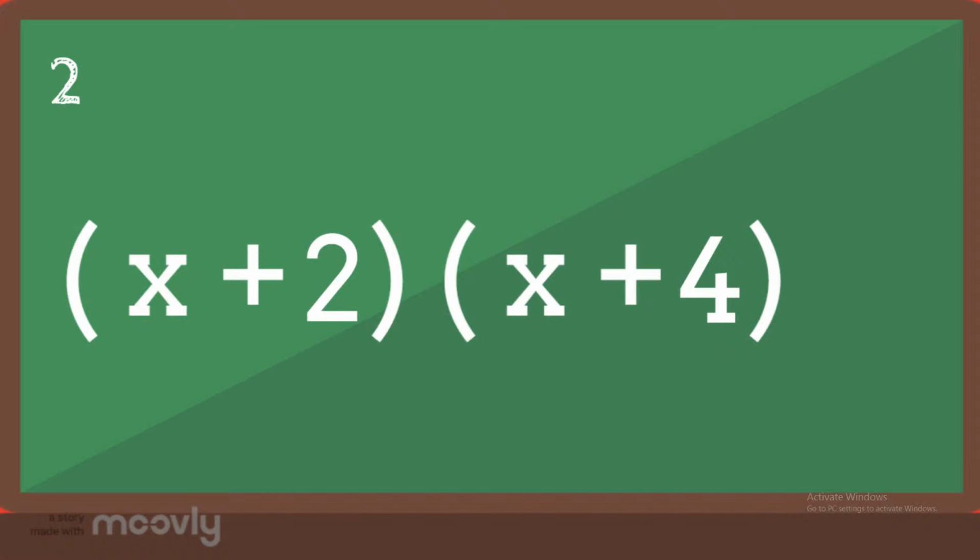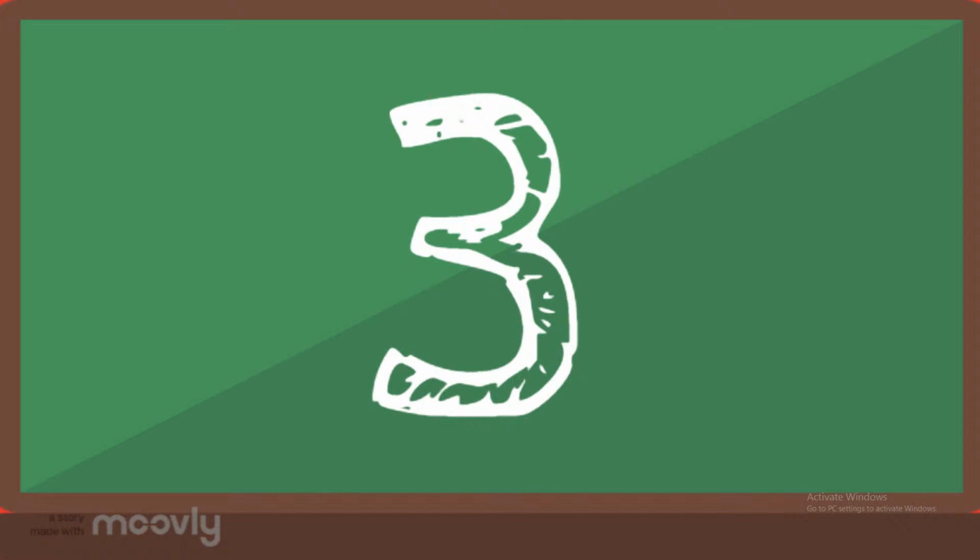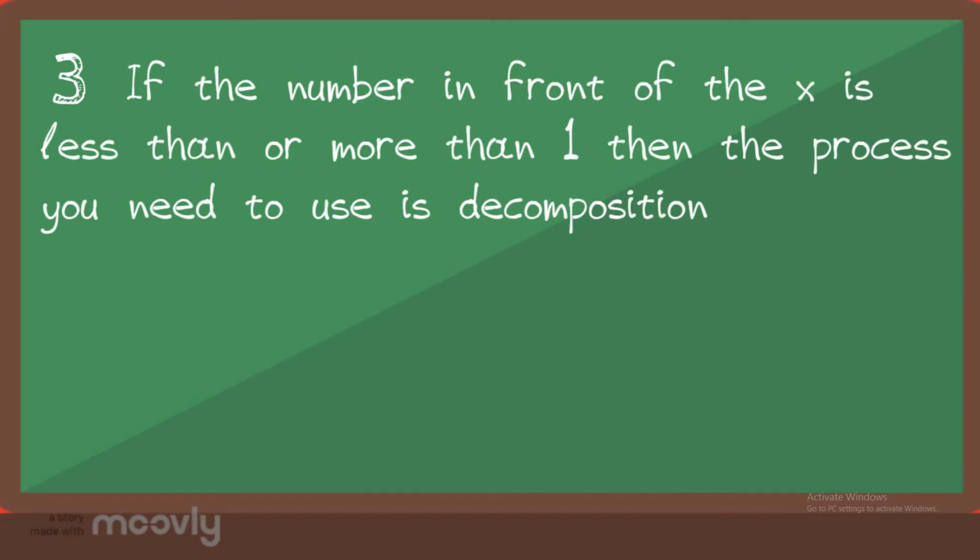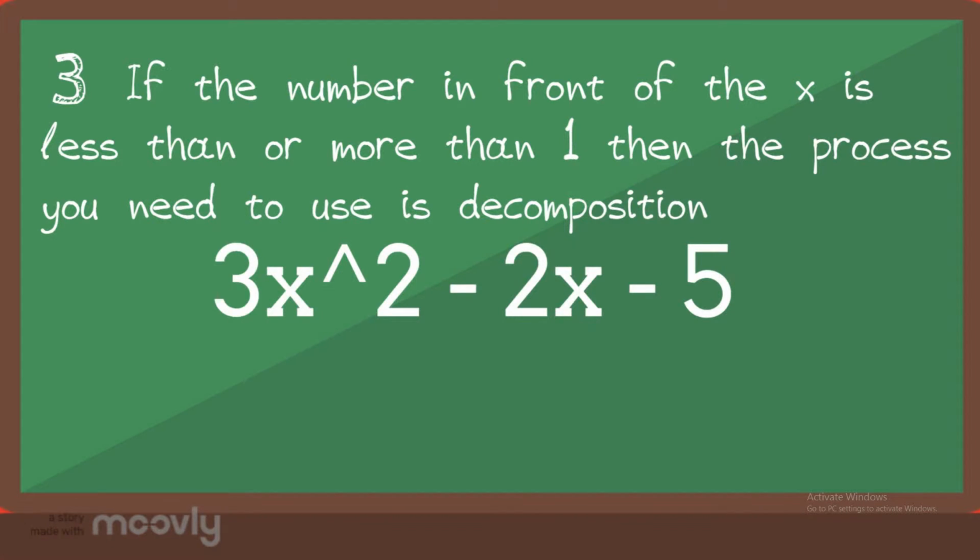But if the number in front of x is not a 1, then this is when the third step will come in handy. So step number 3. If the number in front of the x is less than or more than 1, then the process you need to use is decomposition. So let's take another expression, for example, 3x squared minus 2x minus 5.